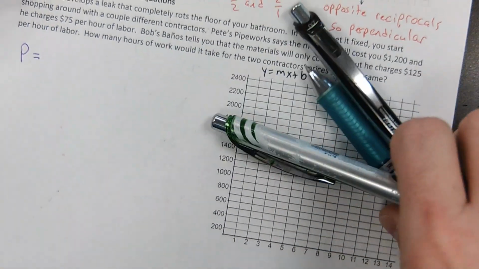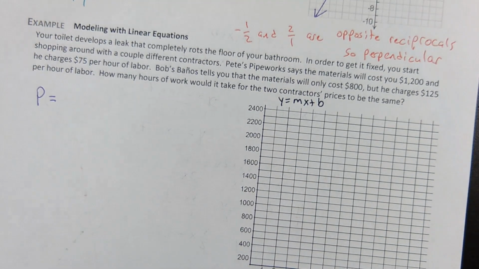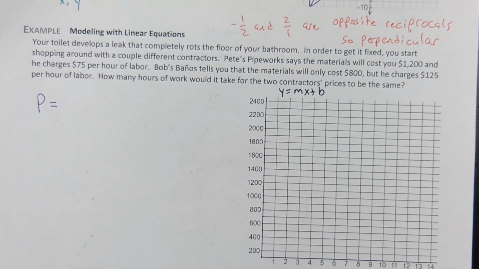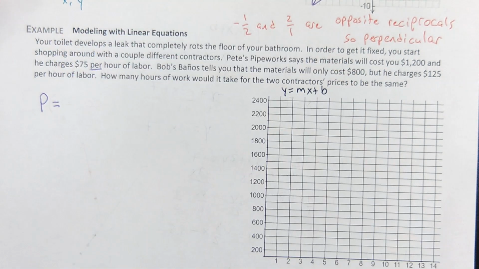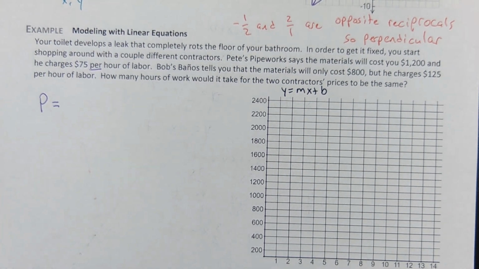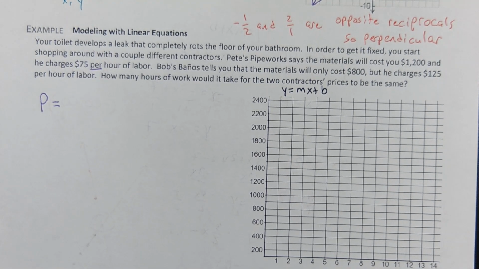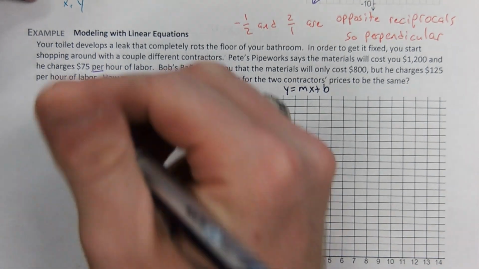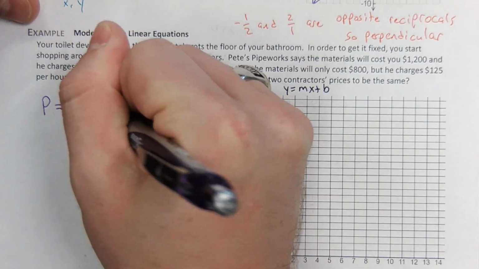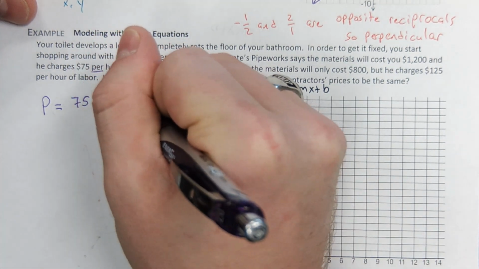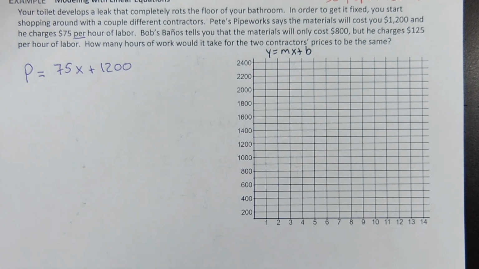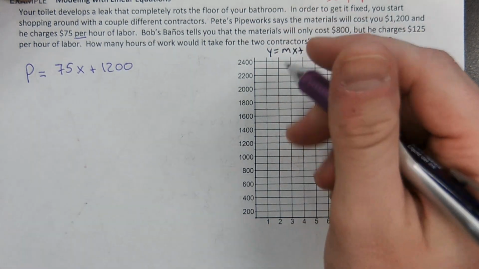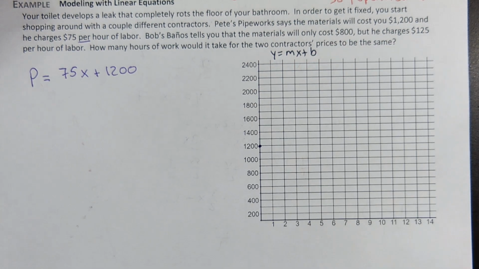So then what's the slope? 75. You know what the dead giveaway was that it was a slope? Per. Per means rate, rate of change. You see per, it's a slope. So Pete is charging us $75 per hour plus $1,200. Let's plot Pete. We start at $1,200 and then we go up 75, right 1.